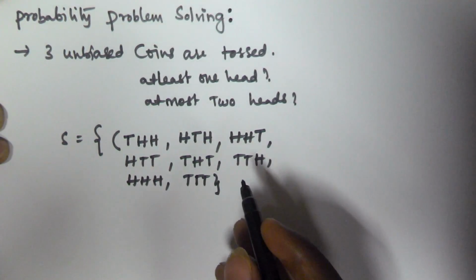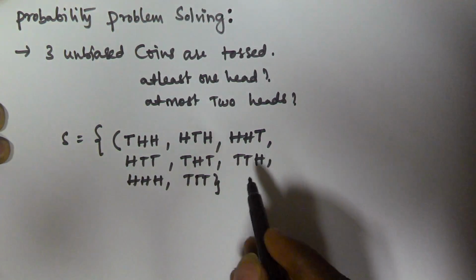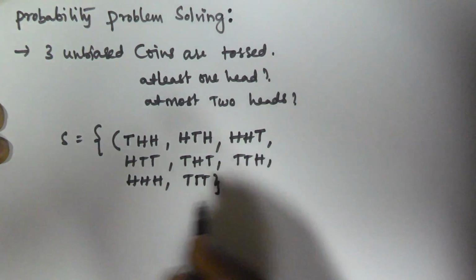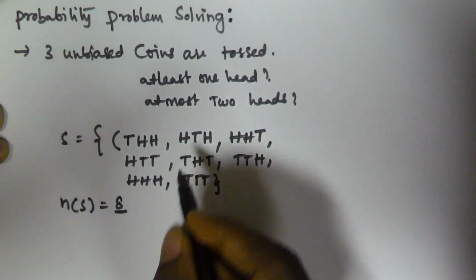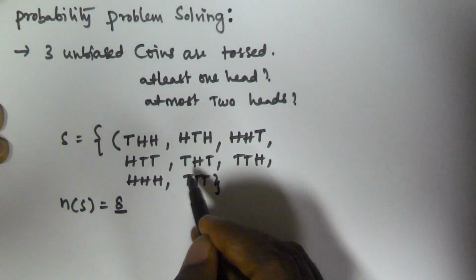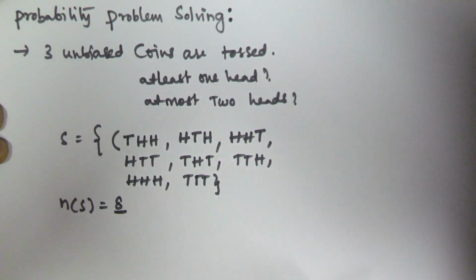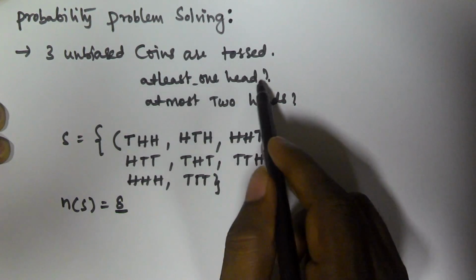Whenever we are tossing three unbiased coins, the total number of possible outcomes are these. So n(S) is equal to 8: 1, 2, 3, 4, 5, 6, 7, 8. So n(S) is 8. Now we have to find at least one head.